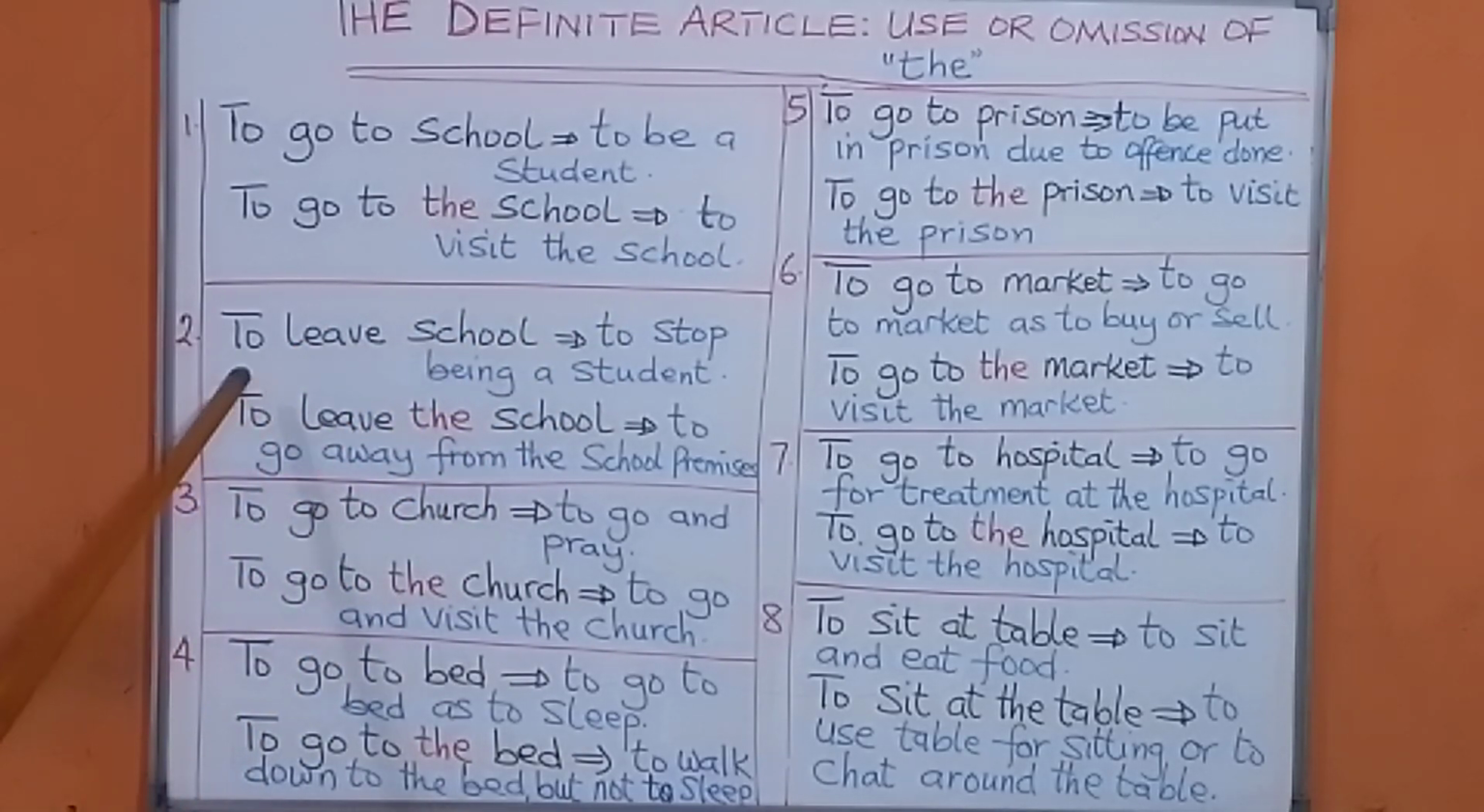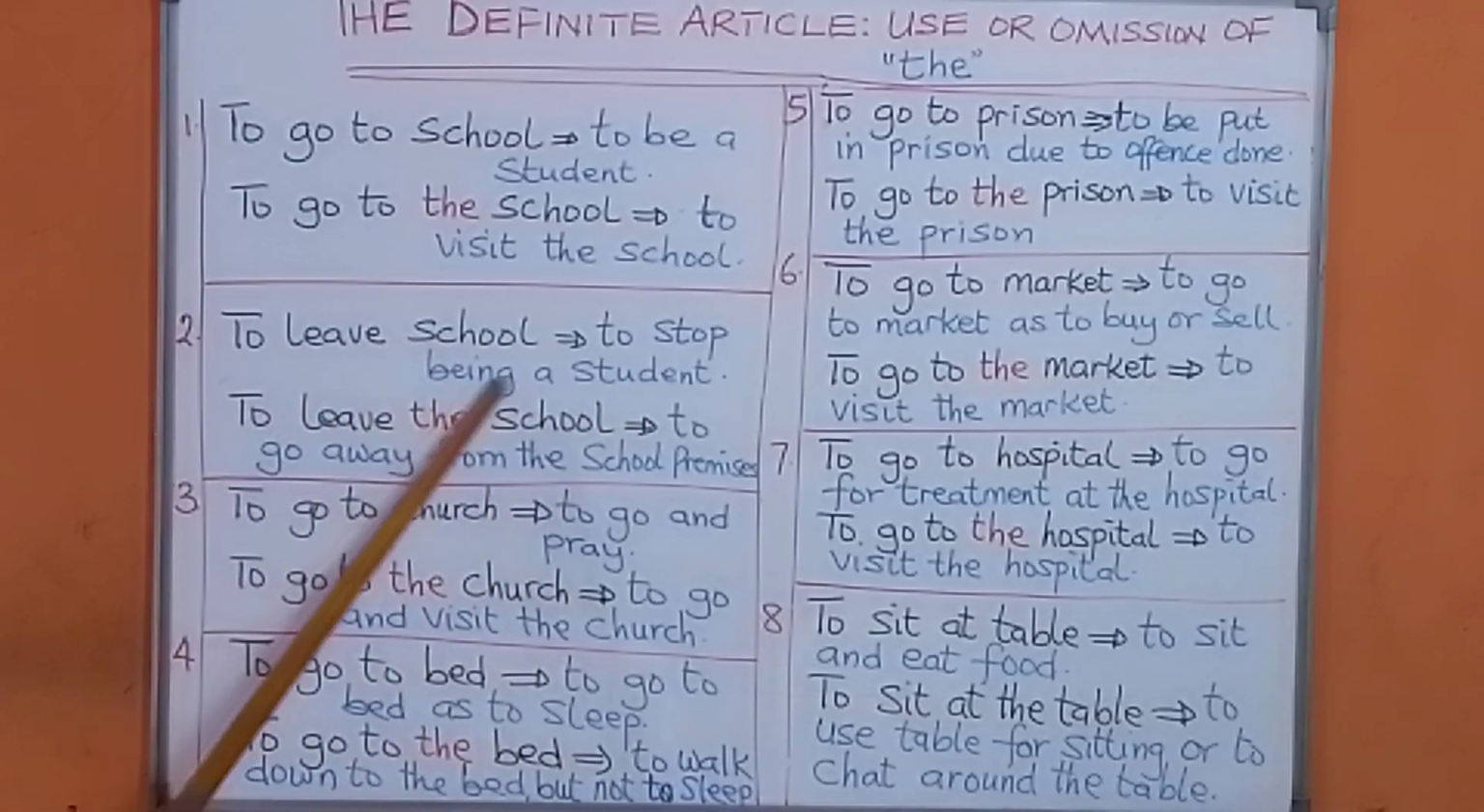Number two, when you say "to leave school", it means to stop being a student. When you say, "Oh, he has left school", that means he's no longer a student. He's no longer taking part in any academic work. To leave school means to stop being a student.